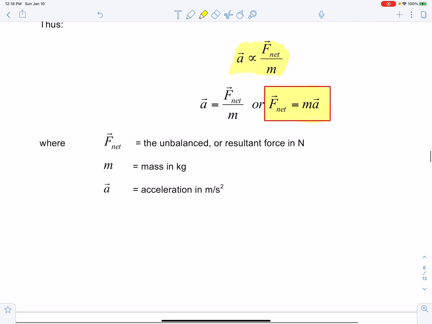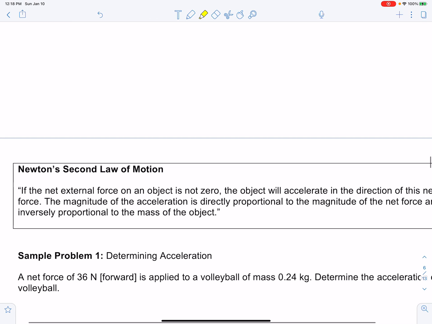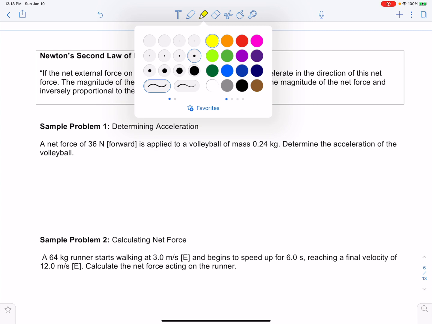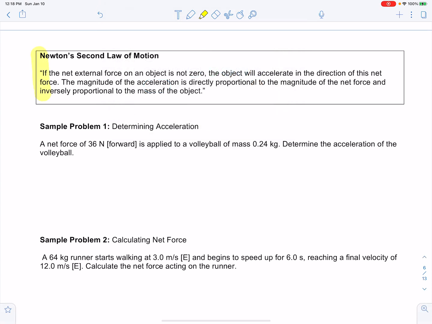So these studies led to Newton's second law of motion. And Newton's second law of motion states, if the net external force acting on an object is not zero, then the object will accelerate in the direction of this net force. The magnitude of the acceleration is directly proportional to the magnitude of the net force and inversely proportional to the mass of the object.